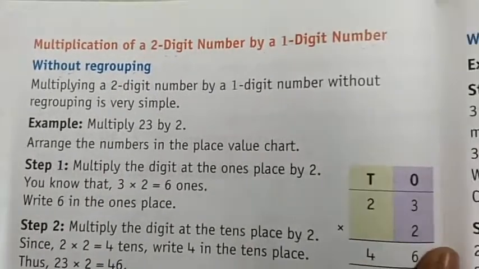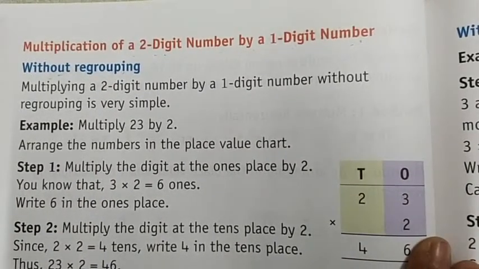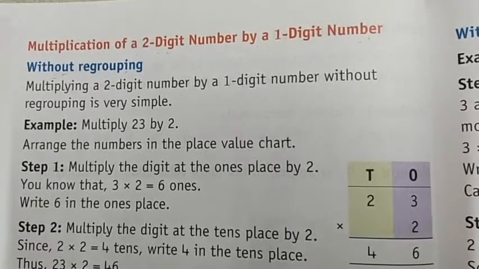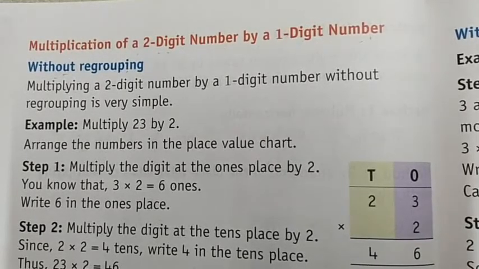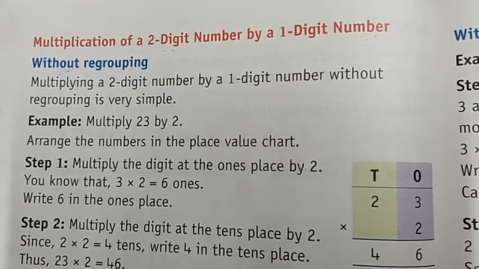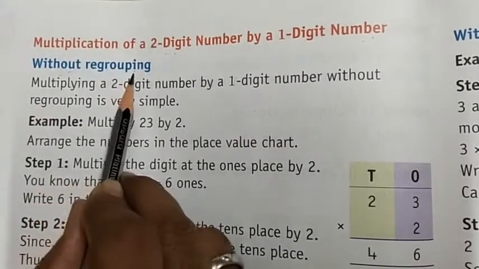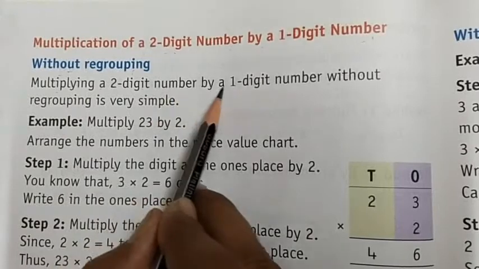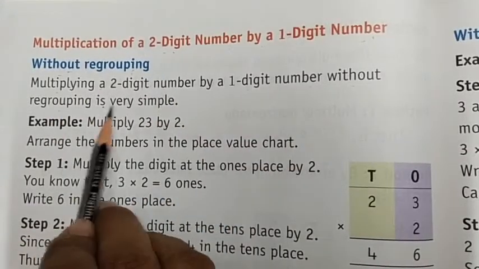Regrouping means addition with regrouping, subtraction with regrouping. You know that regrouping is nothing but giving carry or borrowing, whatever it may be. So here in multiplication, we need to go for carrying, not borrowing. Multiplying a 2-digit number by a 1-digit number without regrouping is very simple.